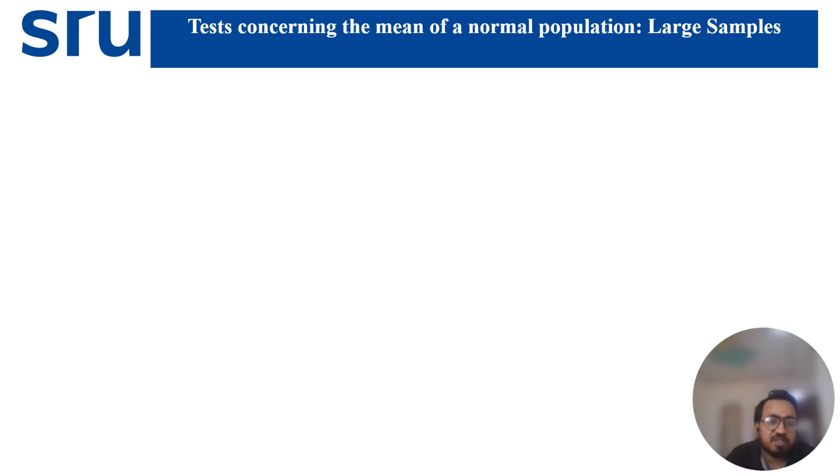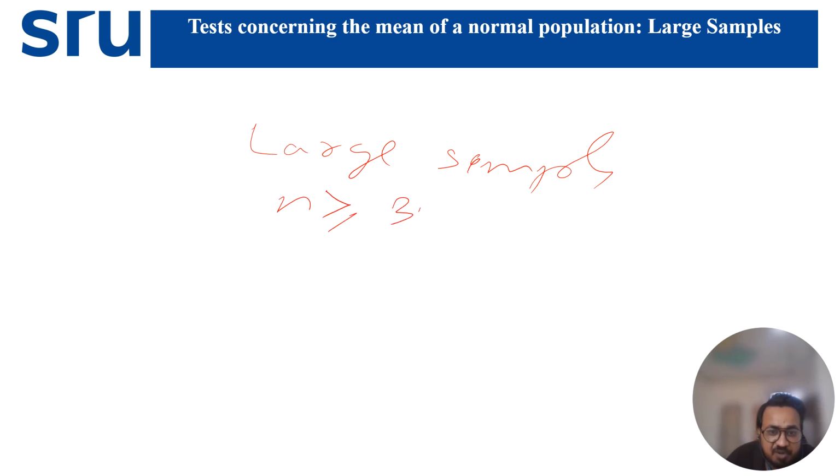Now we will discuss the test concerning the mean of a normal population for a large sample. What is the meaning of a large sample? Large sample means the number of observations is greater than or equal to 30. In that situation, we will use the Z statistical test.